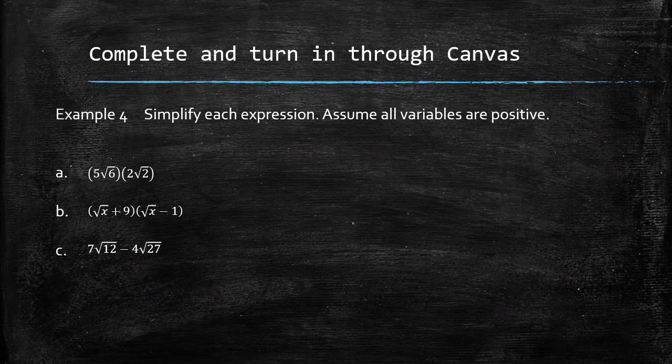Okay, example 4, I want you to complete these 3 and then turn them in through Canvas. So for the first one, you're multiplying. Part B, you're also multiplying, but you have binomials, so you'll need to FOIL. And part C, add or subtract your radicals. So subtract in this case, but first come up with your like radicals.